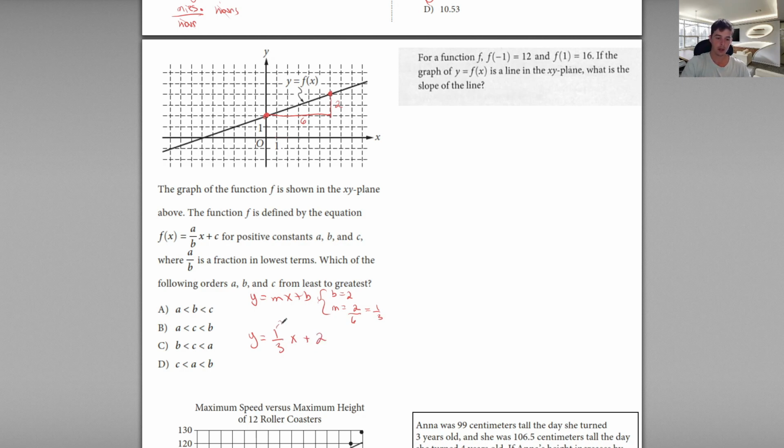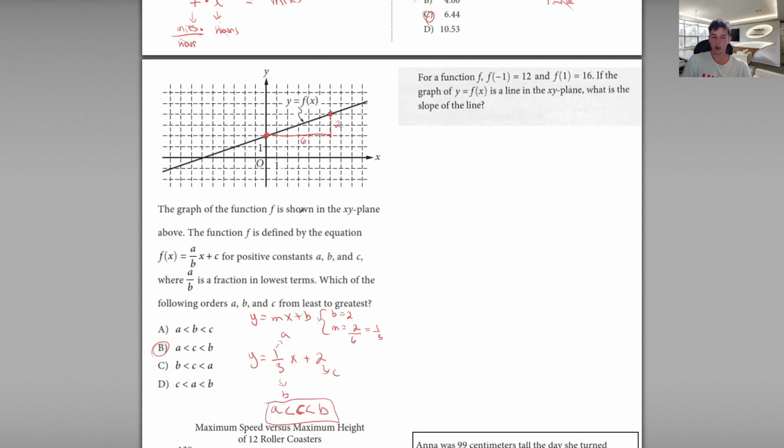So that's a, that's b, and that's c. So we know that a is the lowest one, c is the second, and this is the less than sign, less than b. Okay, so b is the greatest one, a is the lowest one. Easy. It looks hard because of all this theory, but not really, okay?